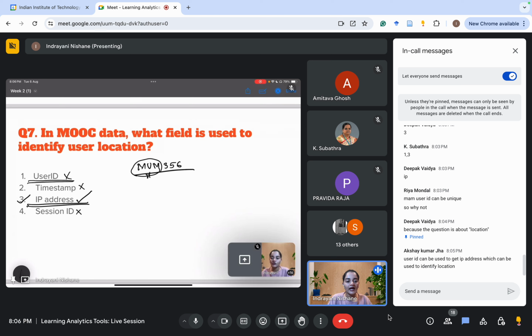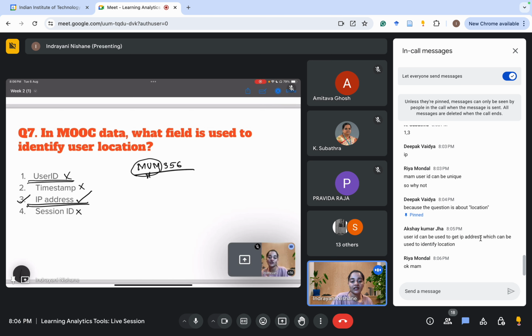Okay, so you can have some clarifications by others also in the chat box. Ria, go through these messages. Deepak ji is saying that the question is about the location, where exactly they are geographically located when they are accessing this system. Then Akshay is saying the user ID can be used to get the IP address, which can be used to identify the location. So along with the user ID and the IP address, the main location information will be disclosed by the IP address alone.